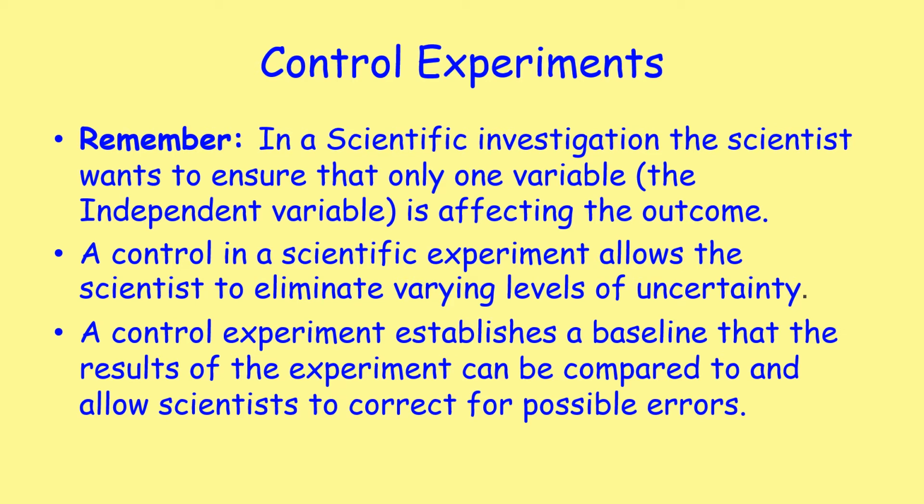A scientist might actually set up a control experiment within the investigation. Now, the reason they might want to do that is to eliminate any levels of uncertainty. So it's to make sure that we know that it's the independent variable that's having an impact on the outcome and nothing else. And the whole point of a control experiment is it establishes like a baseline that your results can be compared to and allows us to see with less uncertainty that it's the independent variable that's affecting the outcome on its own, if that is the case.